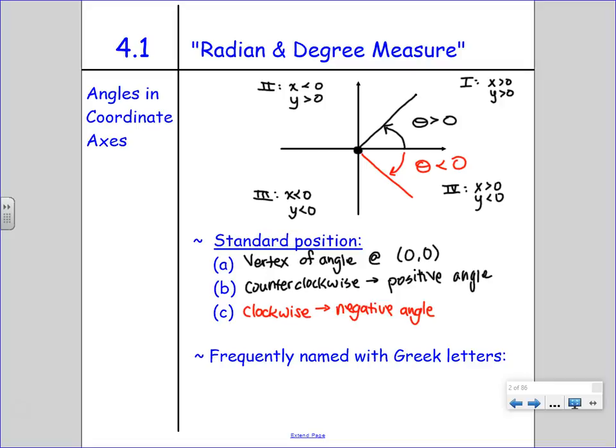And at the very bottom of the page, angles are frequently named with Greek letters. Now, why would we need more than one Greek letter to name an angle? Why not just call them all theta?